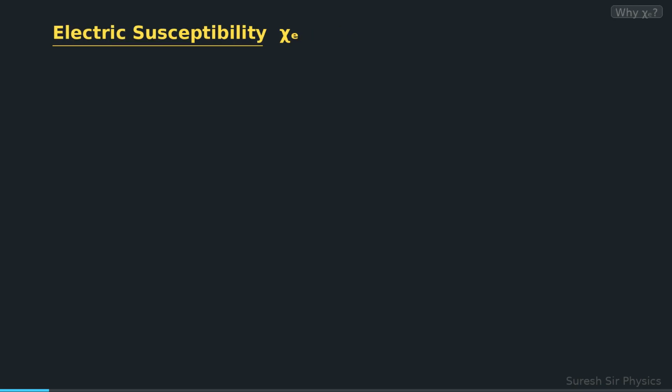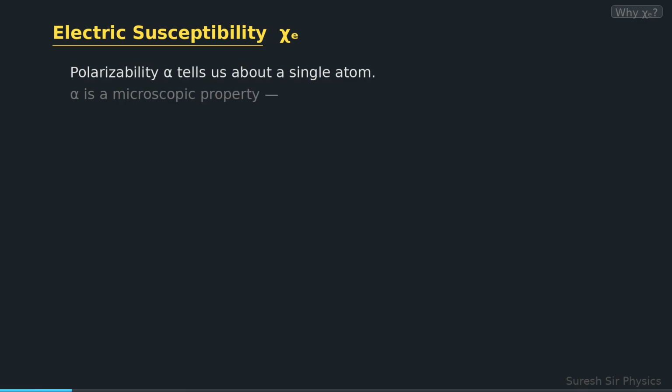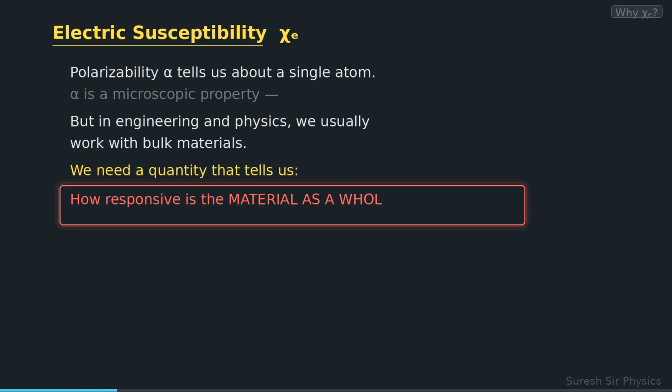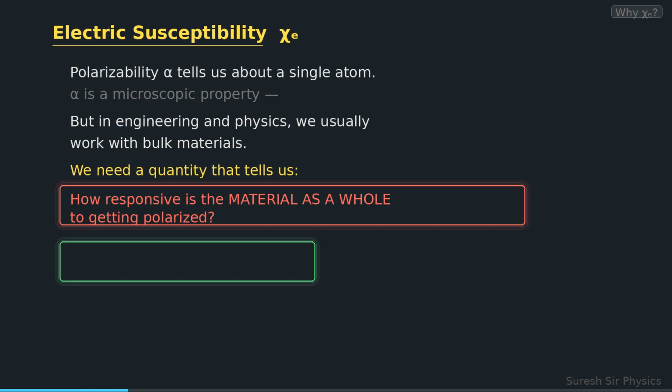Next we will discuss electric susceptibility, chi sub E. Polarizability alpha tells us about a single atom. But in engineering and physics, we usually work with bulk materials. We need a quantity that tells us how responsive the material as a whole is to getting polarized. This quantity is the electric susceptibility. It is denoted by chi sub E.